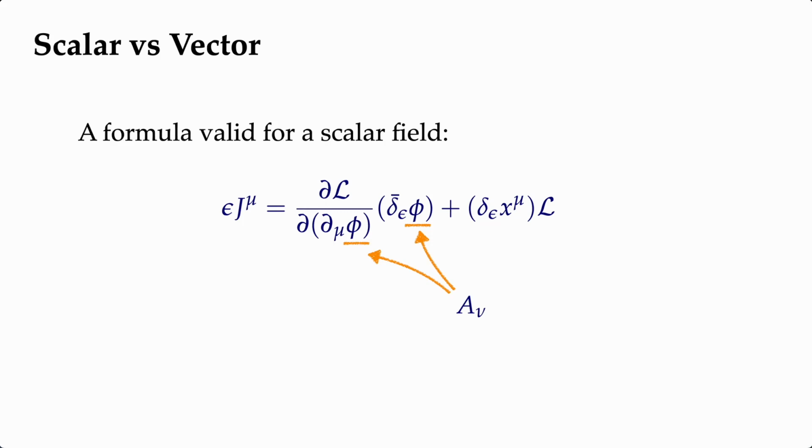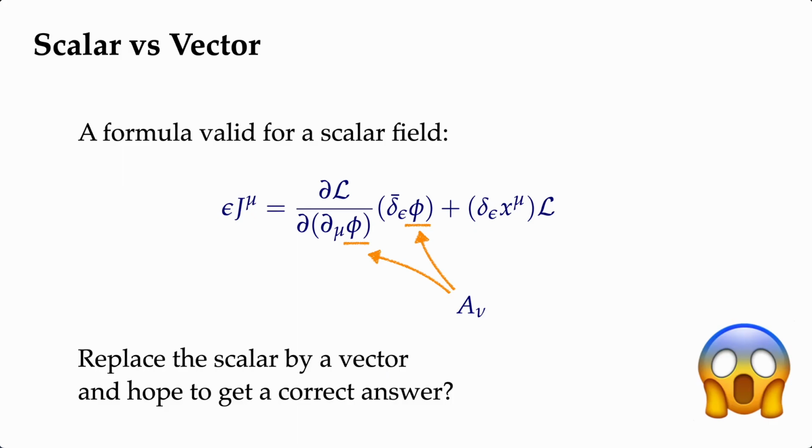At this point, some QFT textbooks provide a rather dubious explanation on this topic. They write down the formula for the conserved currents for the scalar field as we derived earlier today, and then simply replace the scalar phi by the vector A nu. Can we hope to get lucky enough to obtain a correct answer that way?